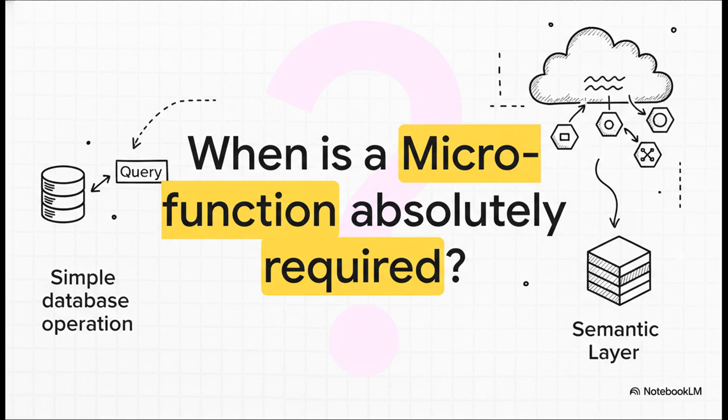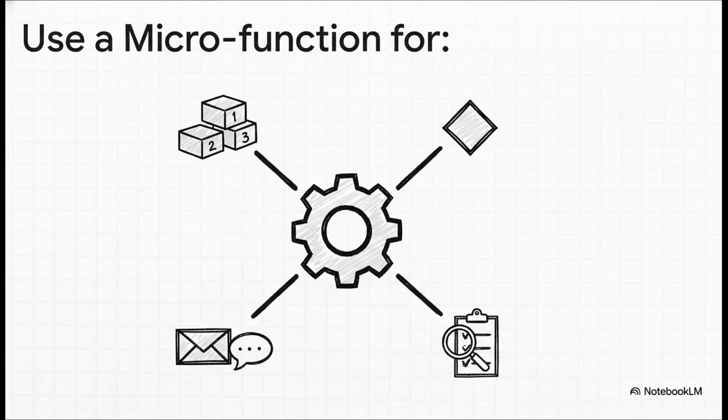When is a simple database operation not going to cut it? When do you really need the power and flexibility of a microfunction? And here's your answer. You absolutely have to escalate to a microfunction anytime your business process needs more than a single update or insert. If you need to perform multiple steps inside one transaction, or run complex validation checks before you write, or call an external API to, say, send an email or a Slack message, that's your trigger. That's when a microfunction becomes essential.